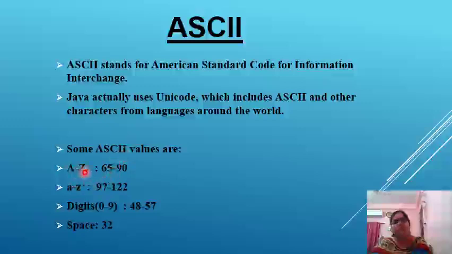Capital A to Z has a value of 65 to 90. It means A has a value of 65, B has a value of 66, and C has a value of 67. Like that it goes on. Z has a value of 90. And in small a to z ASCII code, small a has a value of 97, small b has a value of 98, small c has a value of 99. And it goes on like this up to 122. 122 means small z.